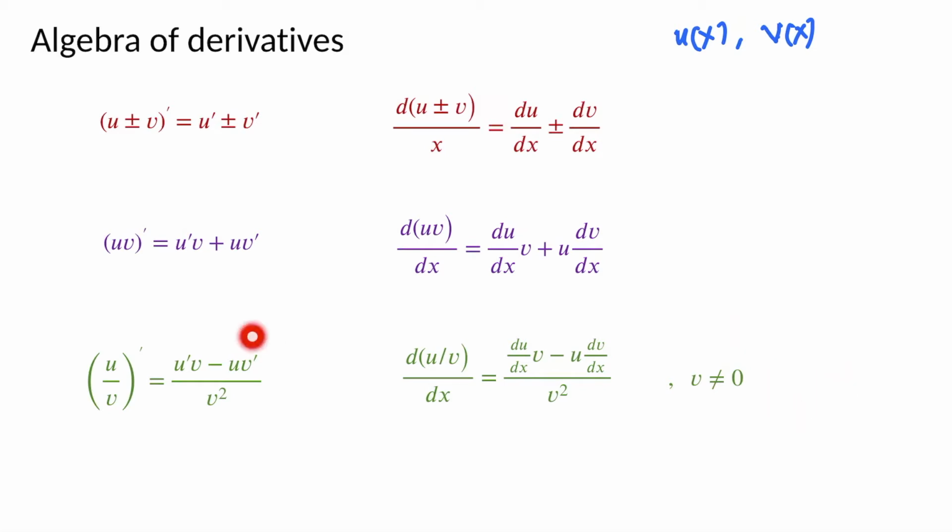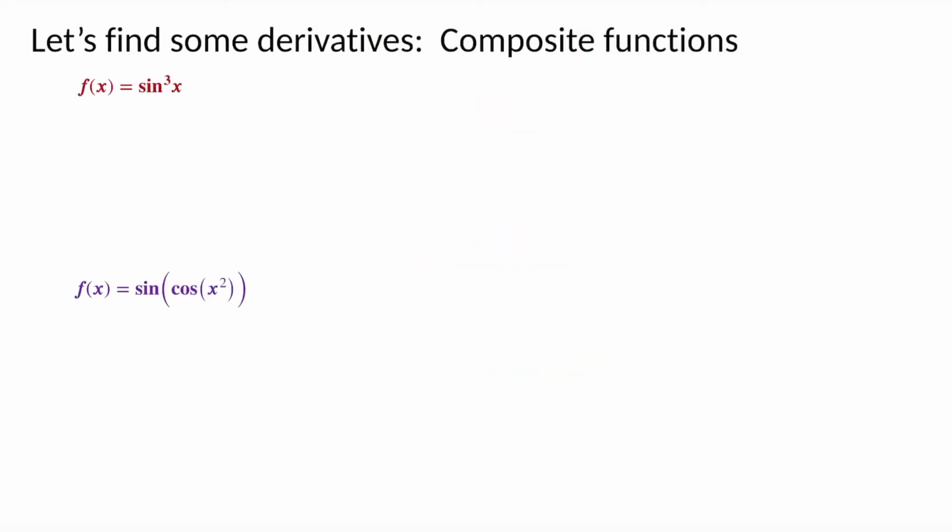And this has a slightly complicated formula. In the denominator you have v squared, and in the numerator you have u prime v minus u v prime, and you can again derive this using the basic formula for the definition of derivatives. We will not do that here, but if you follow that formula of derivative being expressed as limit as h tends to 0 of f(x plus h) minus f(x) divided by h, you can derive all of them.